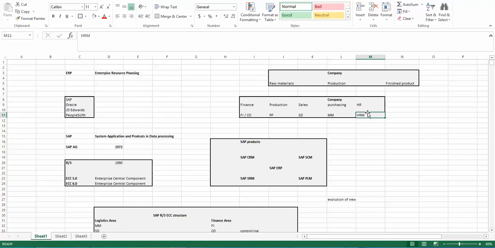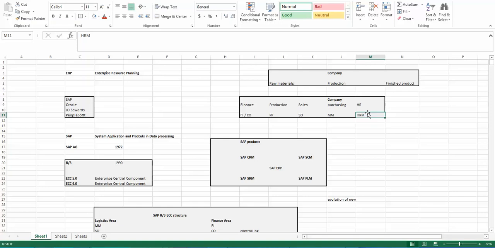So what SAP exactly does is that all the transactions that happen in finance are recorded under the finance application. All the transactions that happen under production are recorded under the PP application, the production planning application of SAP. All the transactions that happen for your business under sales would be recorded into the sales and distribution application of the SAP ERP. And similarly with MM and HR.